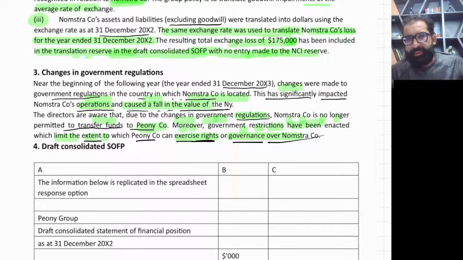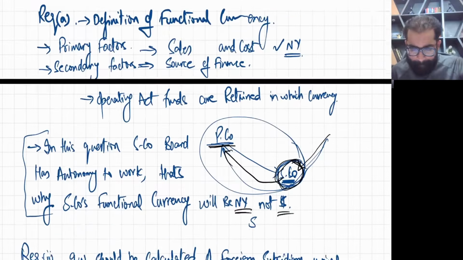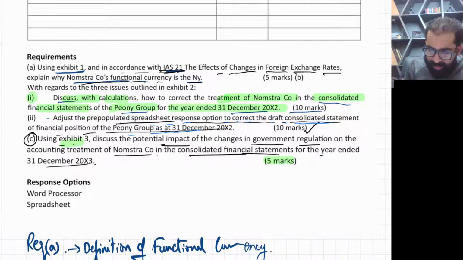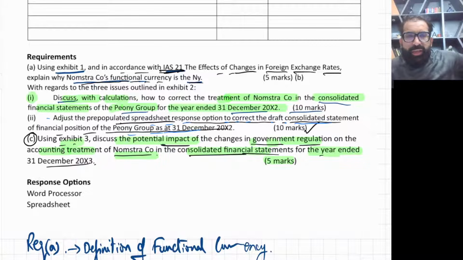Okay, let's give your opinion. First read the C part. Using the exhibit 3, this is the C part, 5 marks only. Using the exhibit 3, discuss the potential impact of the changes in government regulations on the accounting treatment of Nomstra company in the consolidated financial statement for the year ended 31st December X3. So you need to discuss IFRS 10, that do we have control or not?